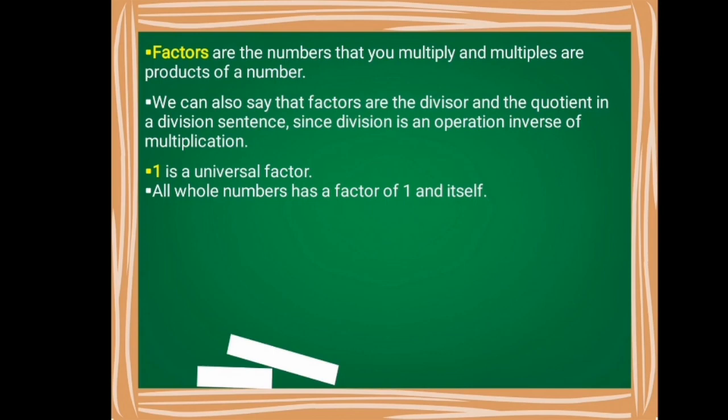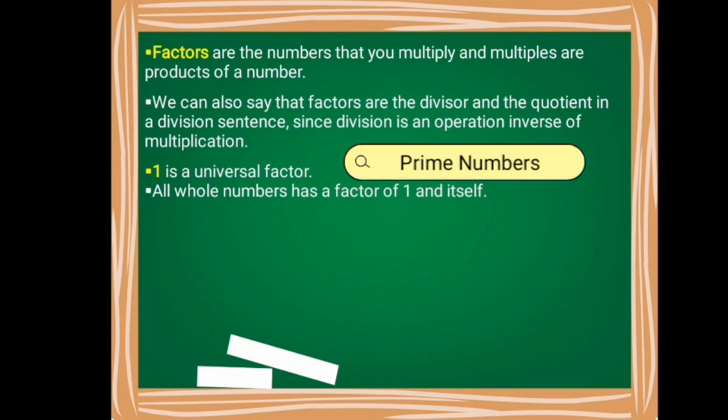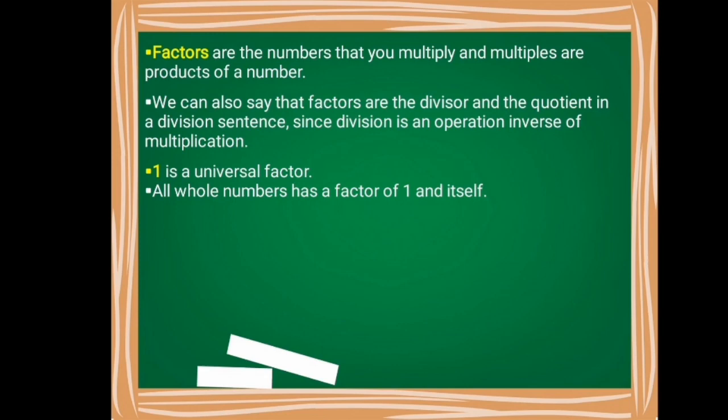Numbers that have only 2 factors, 1 and itself, are called prime numbers. But there are numbers whose factors are more than 2. Not only 1 and themselves, but there are still other factors they have.